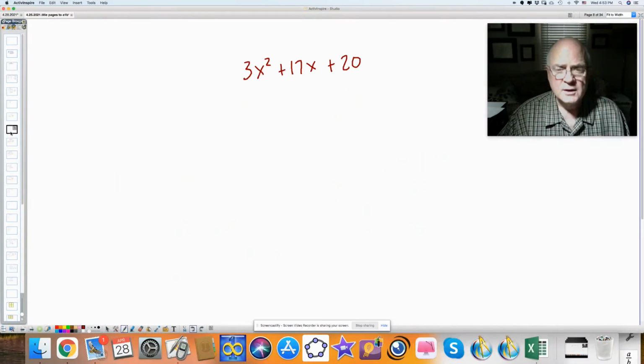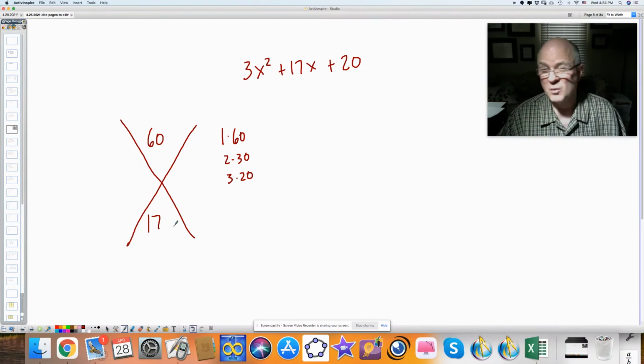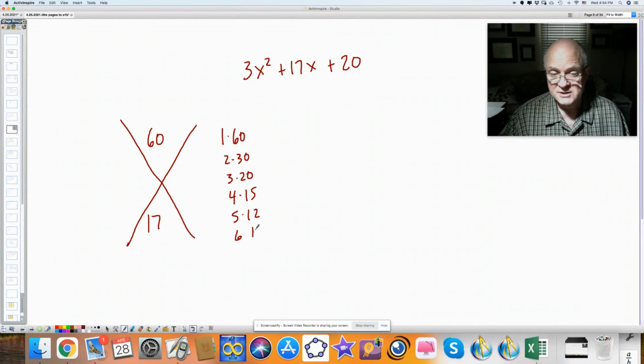Let's do one more example just to show you how this works. So if I have 3 times 20, that's 60 on the top, 17 on the bottom. Two numbers that multiply to give me 60 are 1 and 60, 2 and 30, 3 and 20, 4 and 15. This looks like it might be 17, but one of them would have to be negative, and that would make this a negative. So I'm going to keep going. 4 times 15, 5 times 12. Oh, there we go. That's the one. And 6 times 10. These two, when you add them together, get 17.